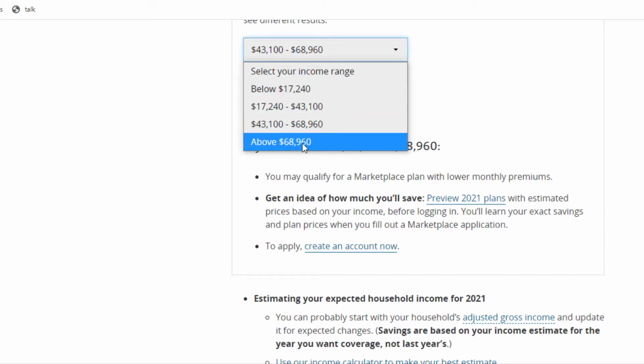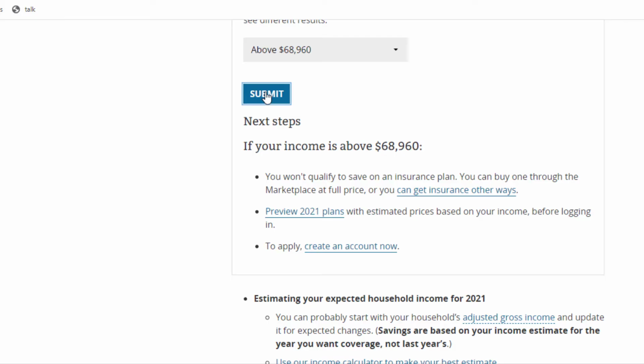And then finally, there's the last bracket, which is anything above $68,960. So it's going to say you won't qualify to save on an insurance plan. Not ideal. So it says you can buy one through the marketplace at full price, or you can get insurance other ways.